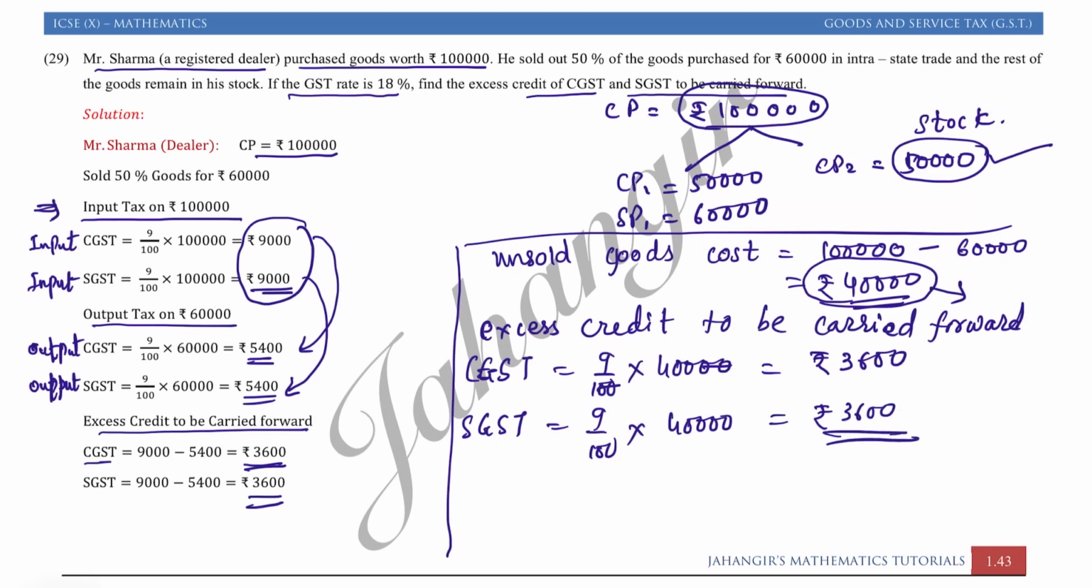These are the excess credit which he can get when he is selling the second stock, that is 50,000 ka stock, and whatever extra money he recovers, that will be payable to the government. So in short, whenever they say excess credit, excess means while buying we had paid more amount, and while selling we get less amount because we had sold less amount of goods. So whatever amount of goods is left in the stock, on that you can find excess credit tax.